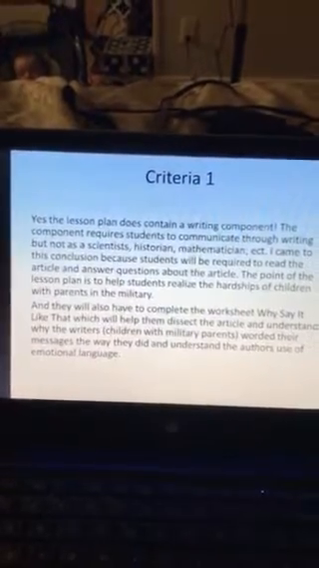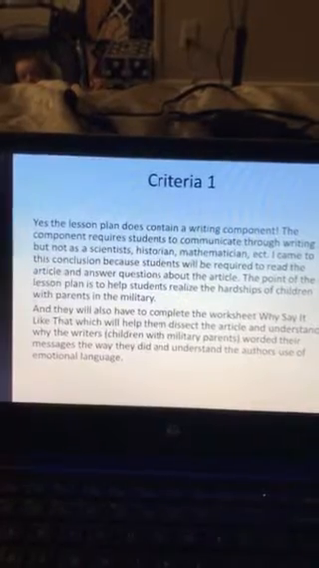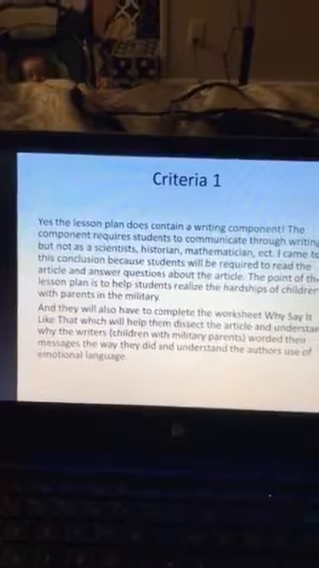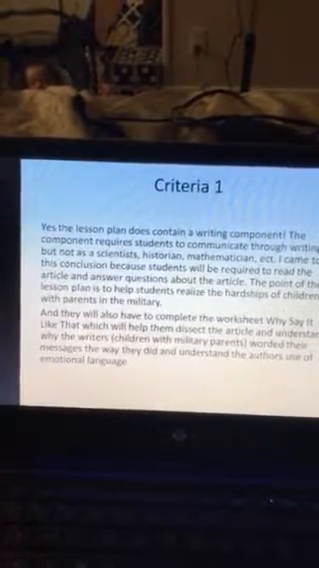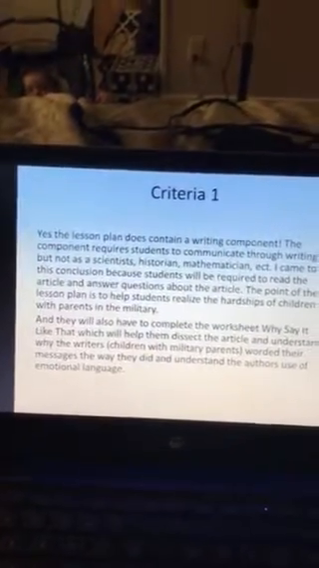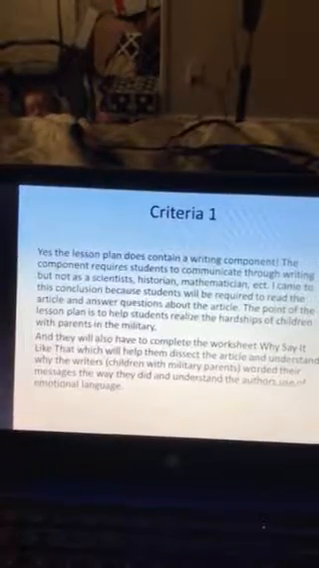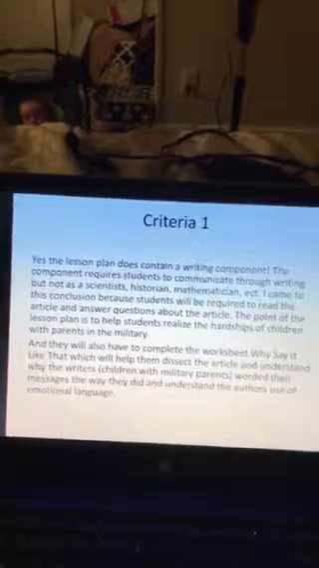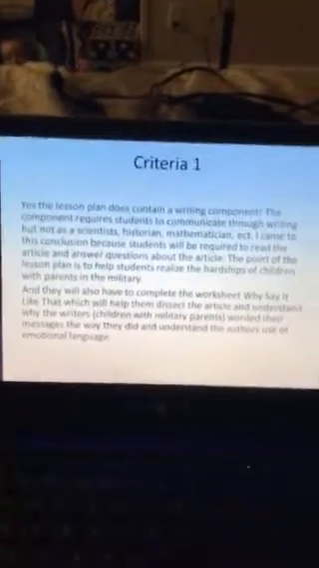The point of the lesson plan is to help students realize the hardships of children with parents in the military. And they will also have to complete the worksheet, Why Say It Like That, which will help them dissect the article and understand why the writers, which are the children with military parents, worded their messages the way they did and understand the author's use of emotional language.